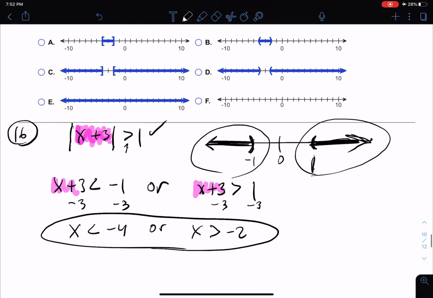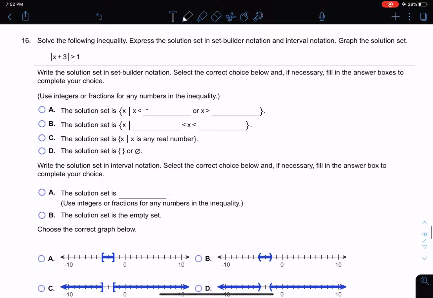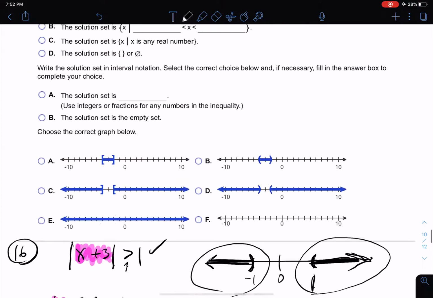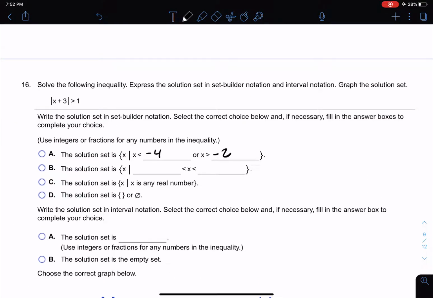So I've got to write x is less than negative 4. So I'll be writing that here, x is less than negative 4. Then I've got to say the other side of it, right? x is greater than negative 2. So I can do "or x is greater than negative 2." And that's taken care of, and that was A.